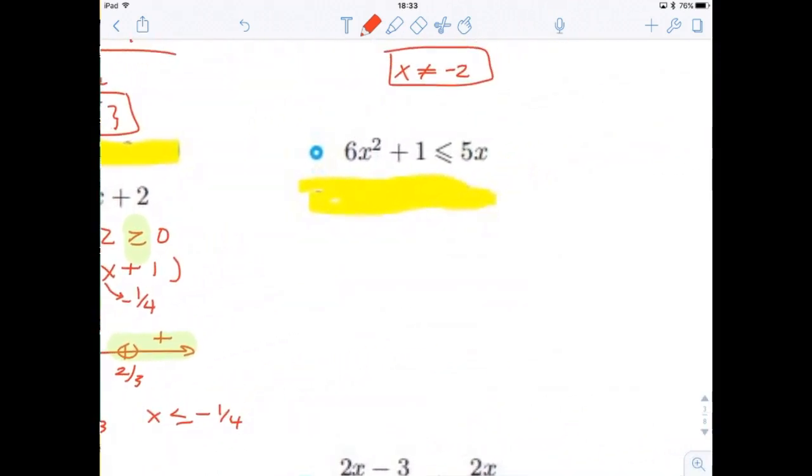And, let's put everything on the left. 6x squared minus 5x plus 1 is less than or equal to 0. We're going to factor, maybe 3x and then 2x here.